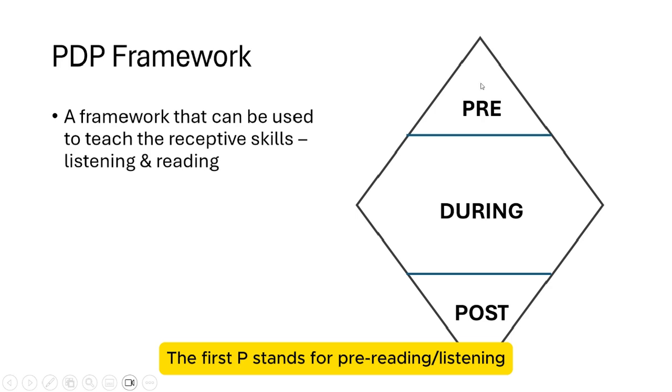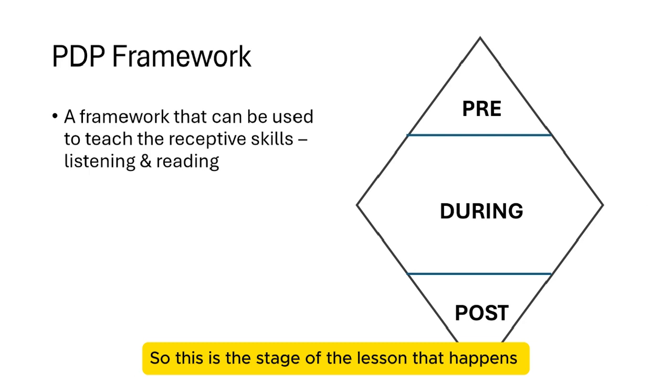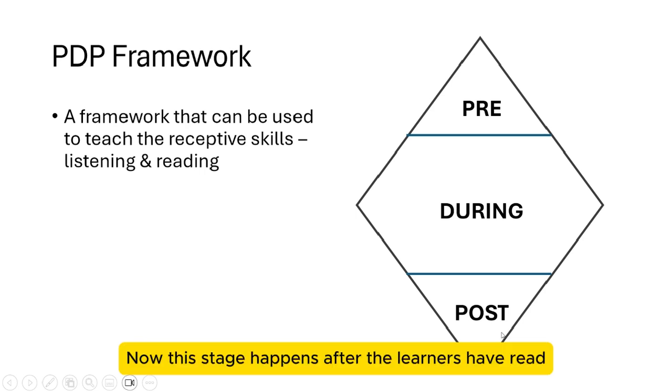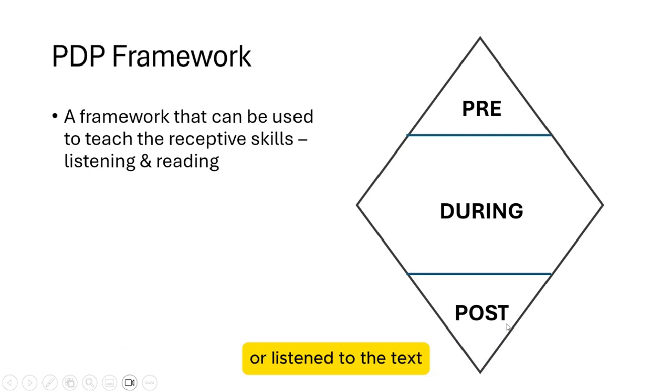The first P stands for pre-reading, listening. This is the stage of the lesson before the learners read or listen to the text. The D in PDP stands for during reading, listening stage. So this is the stage of the lesson that happens while the learners actually interact with the text. The last P stands for post reading and listening. Now this stage happens after the learners have read or listened to the text and have shown comprehension of it.